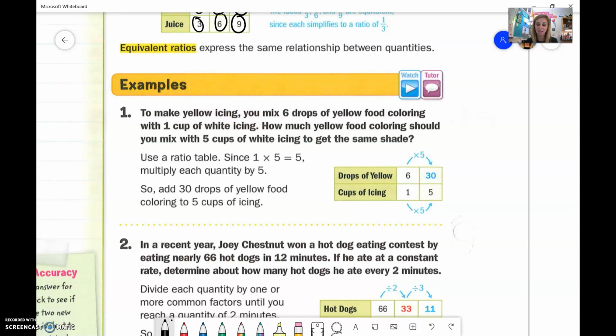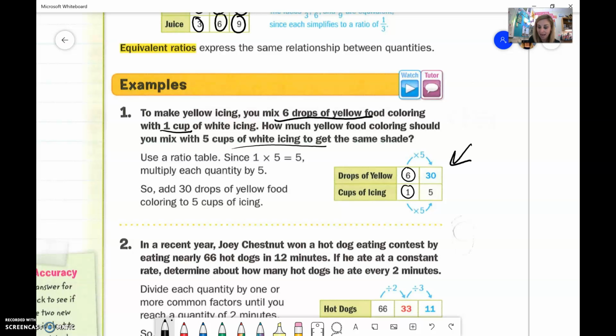It says, to make yellow icing, you mix 6 drops of yellow food coloring with 1 cup of white icing. How much food coloring should there be if you mix 5 cups of white icing to get the same shade? So take a look at the table that they drew. This is what we're working on, the table. They have drops of yellow and then cups of icing. They told us that it was 6 drops of food coloring for every 1 cup. So that's where they got the 6 that's right here and the 1 that's right here. That's where we're starting off.